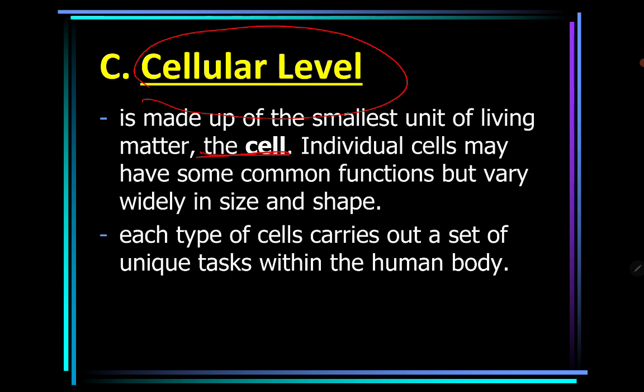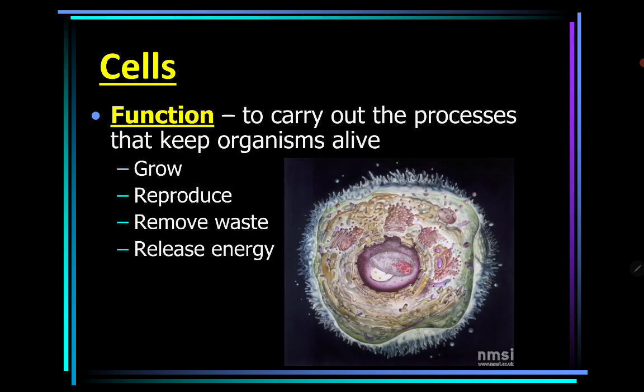And each type of cell carries out a set of unique tasks within the human body. So the function of a cell is to carry out the processes that keep the organism alive. So we have it grows, it reproduces, it removes waste and releases energy. Such as human, we have cells inside our body. So as we grow older, our height, our body grows.